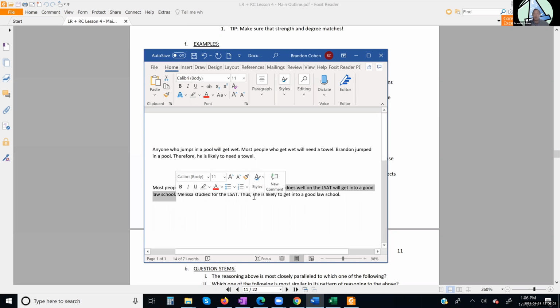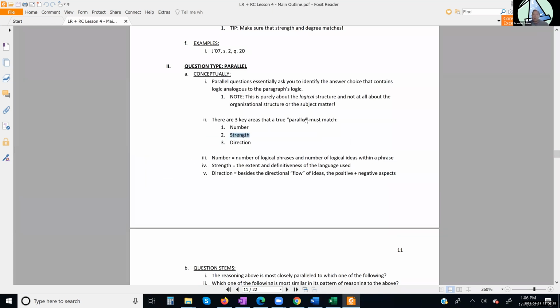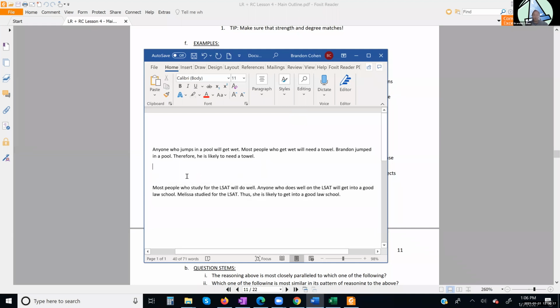And beyond just recognizing the structural pattern difference, realize this one we said was invalid. Well, this one is valid. The difference isn't just a structural thing. It actually makes the logic different in general. And that's why it matters. That's why it's not a parallel. So you have to make sure that your strength matches in the right spot.